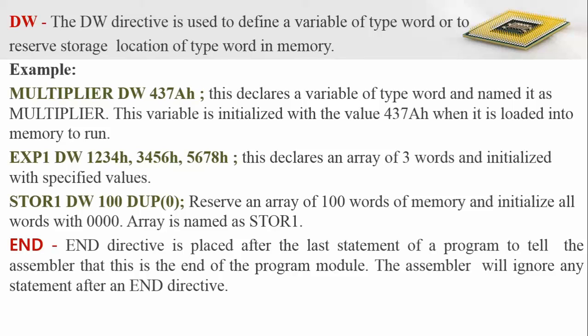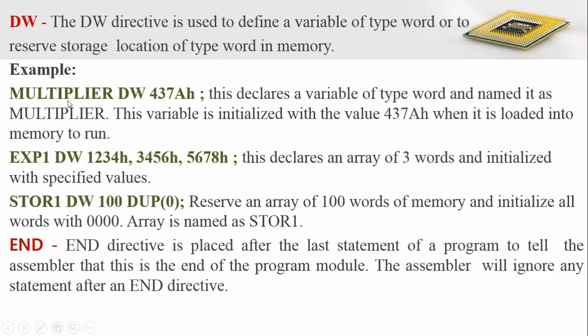DW means define word. This directive is used to define a variable of type word or to reserve a storage location of type word in memory. That means if we want to allot 2 bytes for storing a particular data, or we need a 16-bit representation for a given data, in that case we can use this assembler directive, define word. If we need only 1 byte for storing a data, then we can use DB.